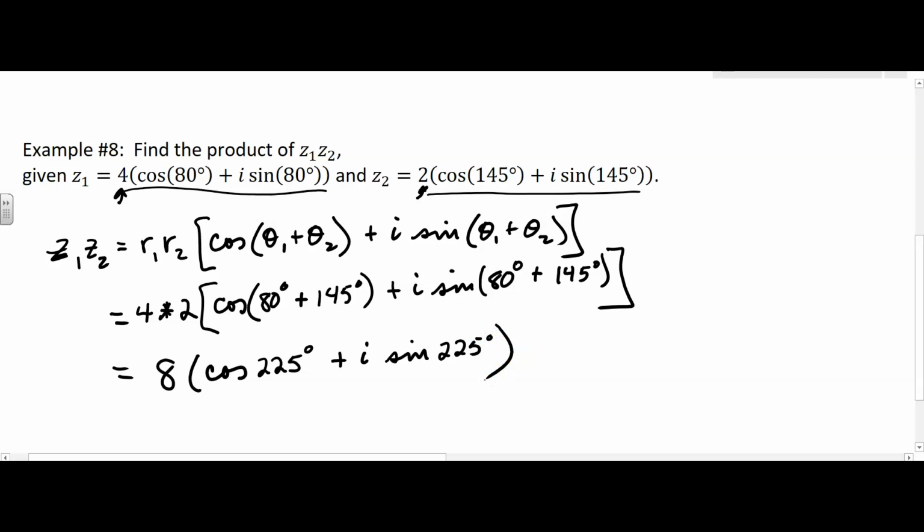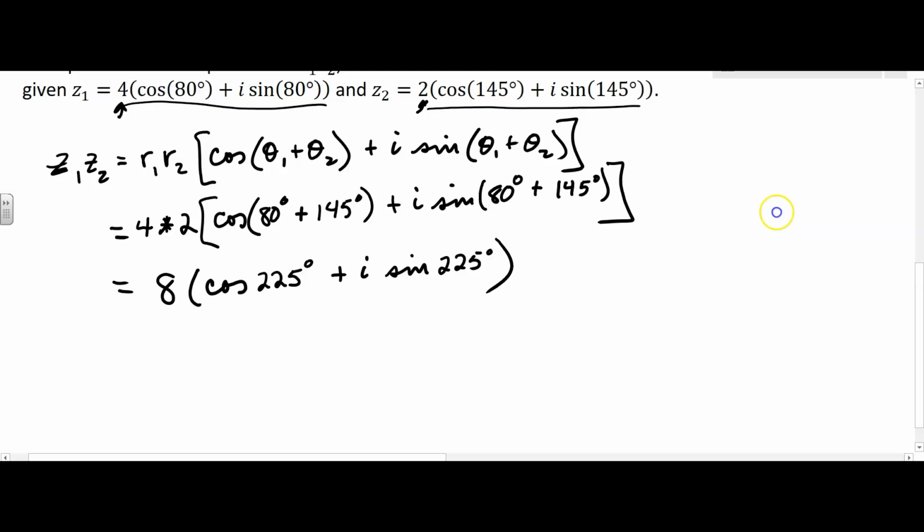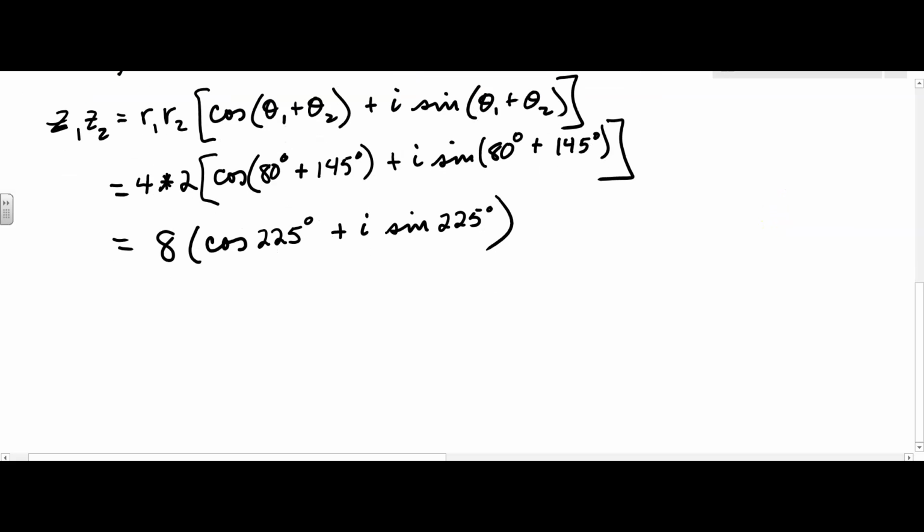Now, do they want it in polar form? No, they would like me to change it out of polar form. Okay, so we know 225, that's a special angle, right? So it's in the third quadrant, so both cosine and sine are negative. And it's a 45-degree reference angle. So I'm thinking cosine of 45 degrees is the square root of 2 over 2, and this is the reference angle for 225.